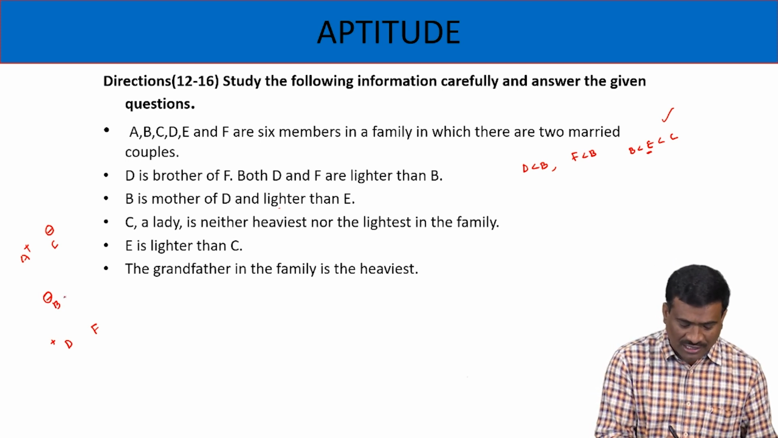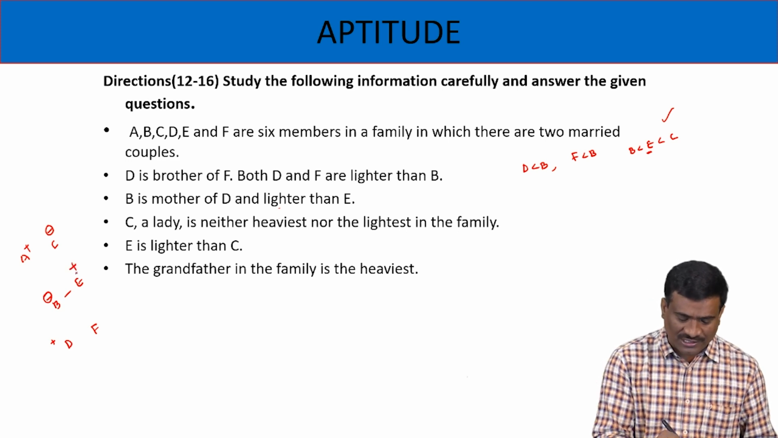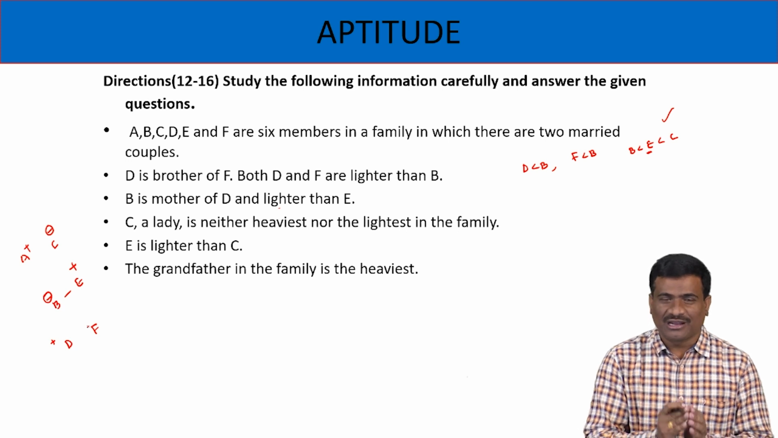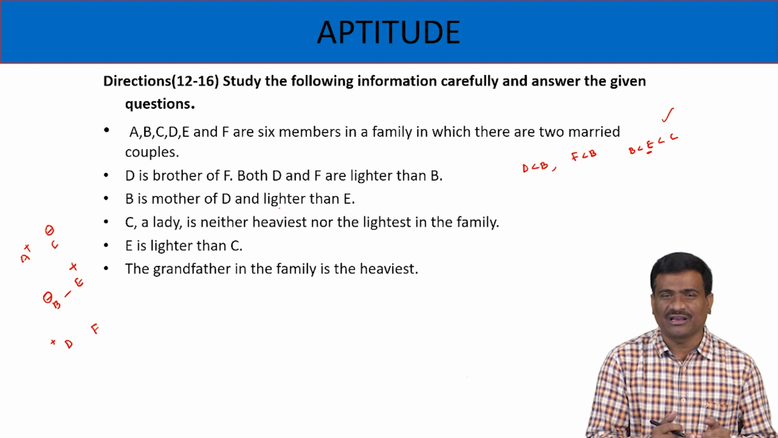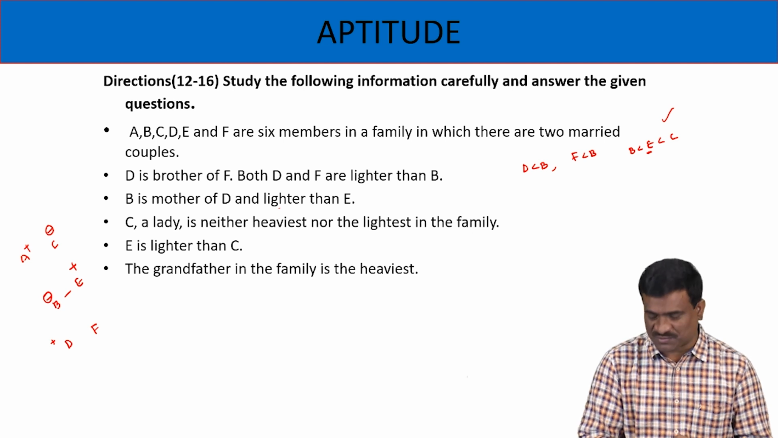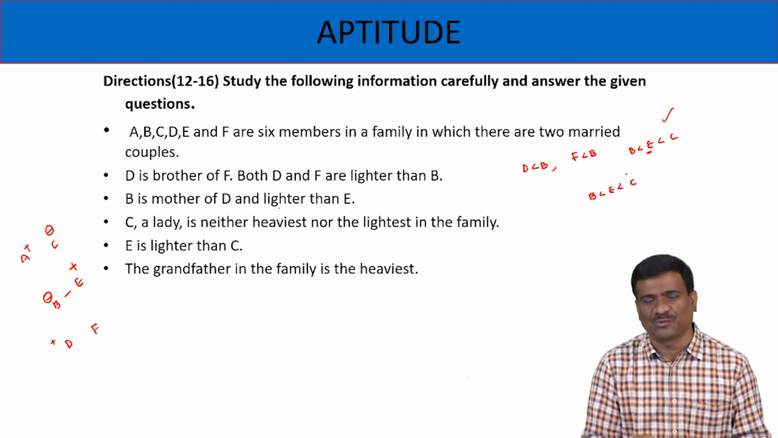Here B and E. B is already declared mother, so E is father. Next, D and F are brother and sister. Mother B, father E. Next, grandfather A, grandmother C. This is called the family relation concept. Next, the comparison concept logic. Here B less than E less than C. This is the perfect clue.